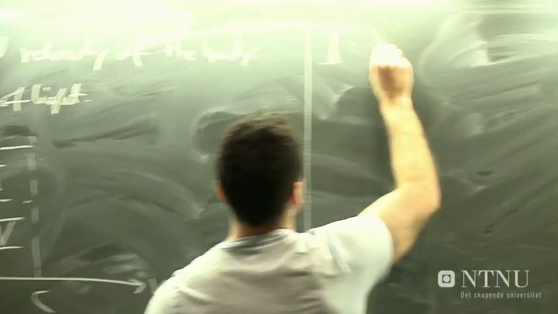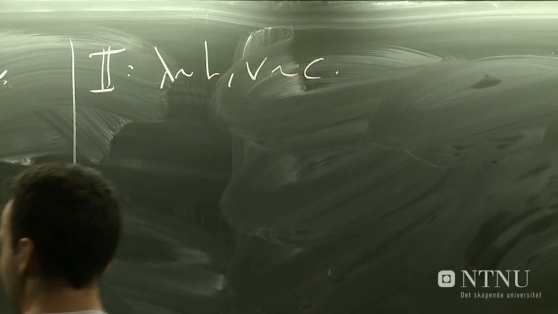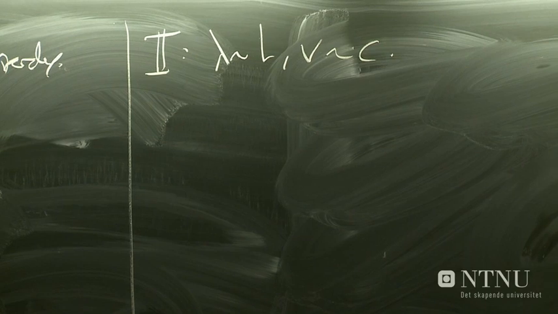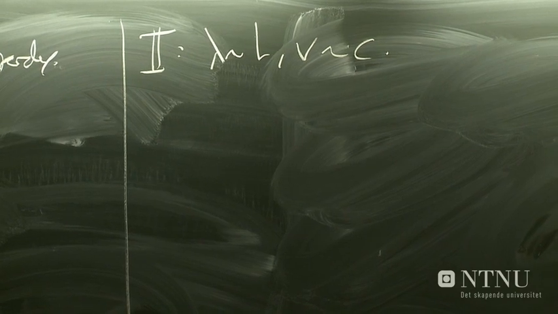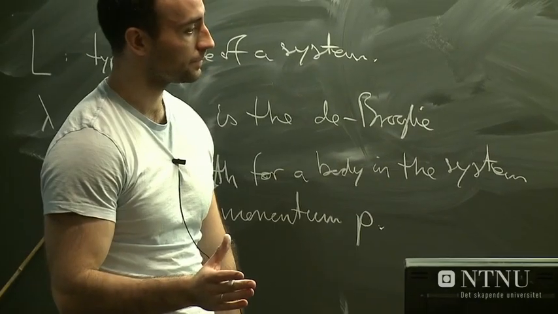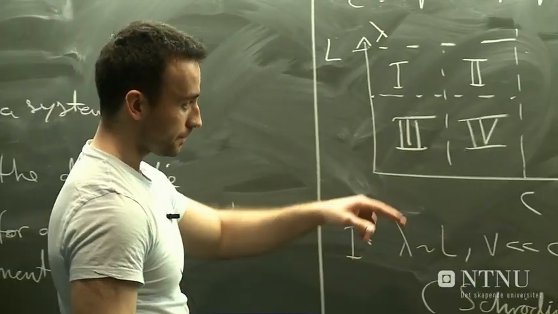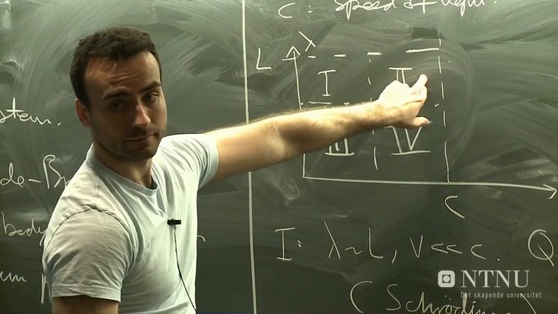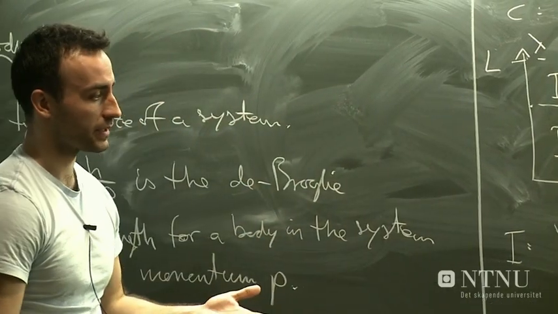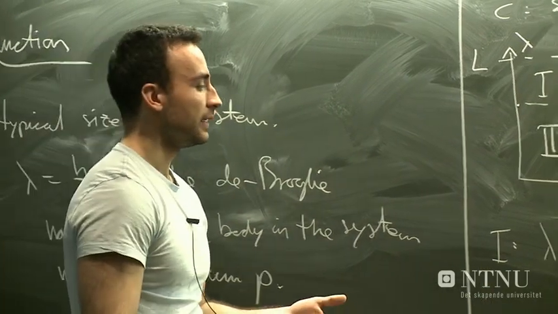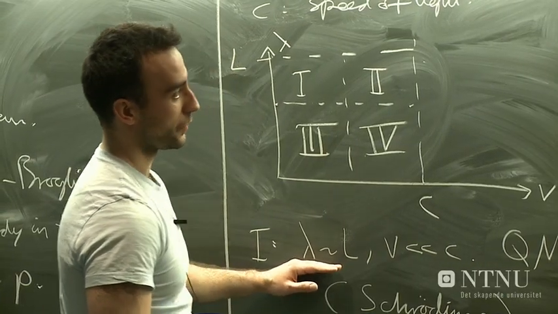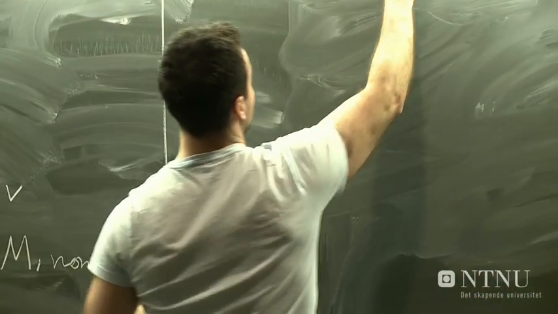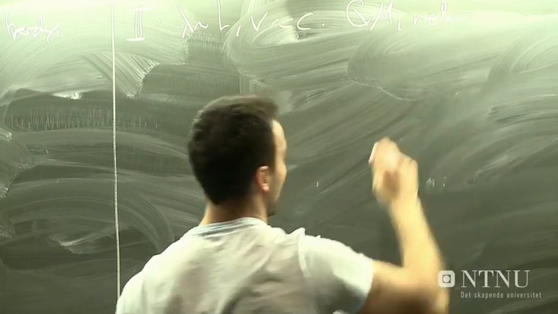Second region. In this case, we still have a system size which is comparable to the de Broglie wavelength, but now we also have a velocity which is comparable to the speed of light. So this could be, for instance, neutrinos. They're moving at a speed which is very close to the speed of light, and they're extremely small, so we should treat them quantum mechanically. So this is relativistic quantum mechanics.